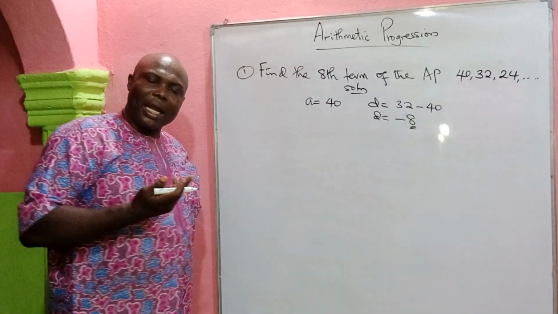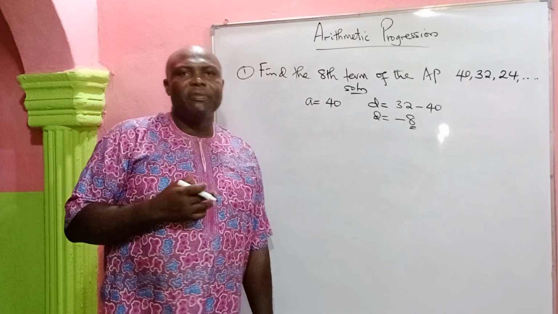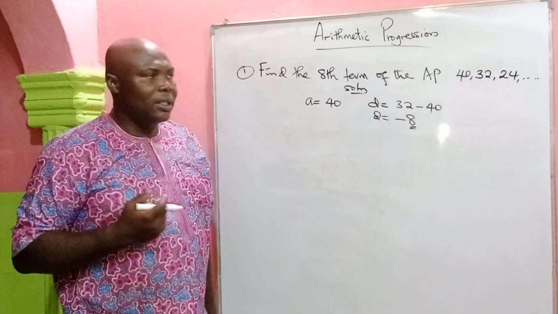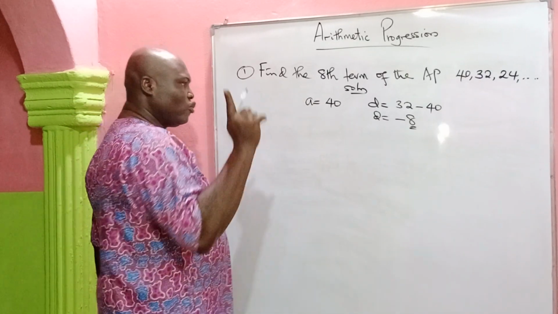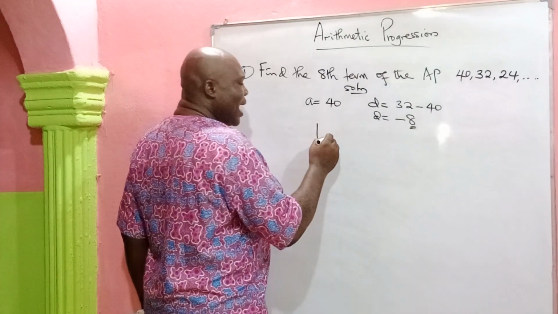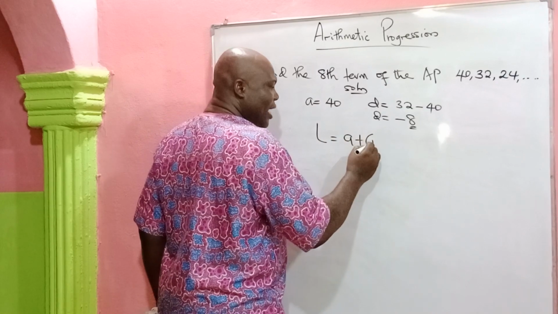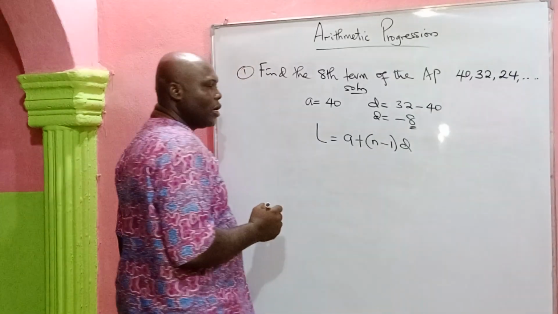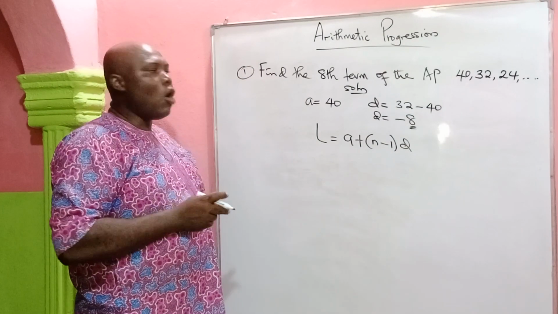So that's why I say sometimes we can have the common difference to be positive and sometimes the common difference to be negative. Now we have a negative common difference. Remember, the t of n, which we call the last term, is given as a plus n minus 1 times the common difference. So either use t of n or the last term.